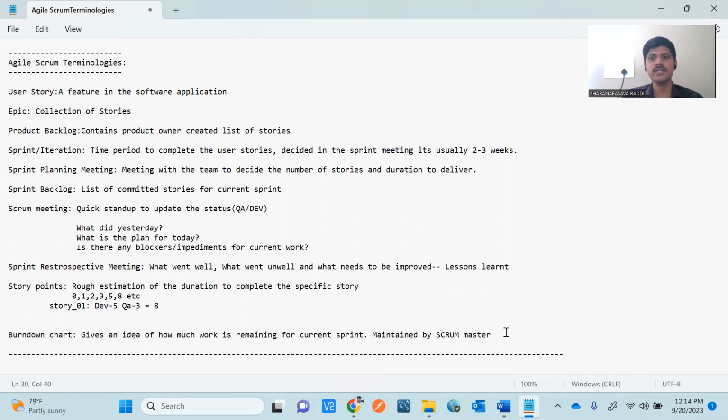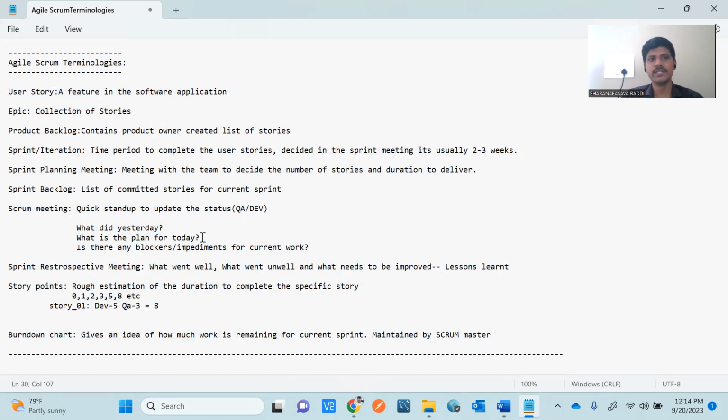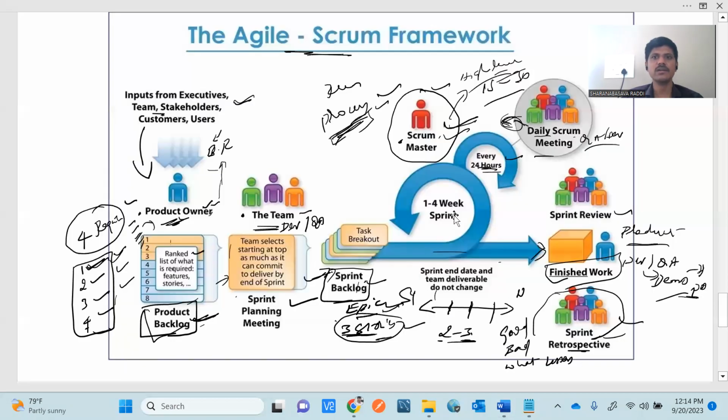These are the terminologies we use frequently as part of the Agile Scrum framework, or Agile Scrum development methodology. You need to have an idea about all these terminologies. Then it is very easy to understand the Agile Scrum framework. So this is all about the Agile Scrum framework.